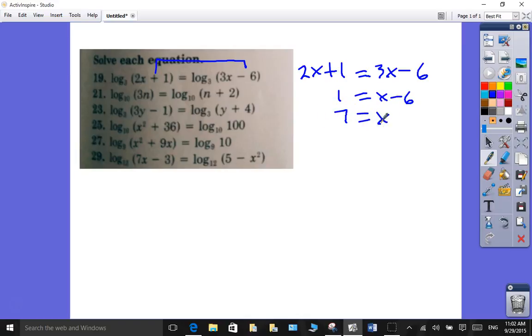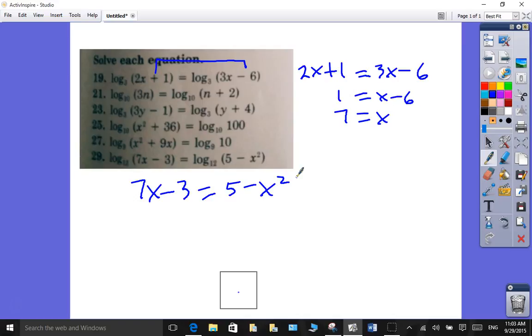I think the last one too, it looks like it's a log base 12 equals a log base 12. So you make an equation. 7x minus 3 equals 5 minus x squared. Now, the equation that's left may be more difficult, but the basic principle of how you solve a logarithm equation when it's actually the same logarithm on both sides is actually kind of easy.